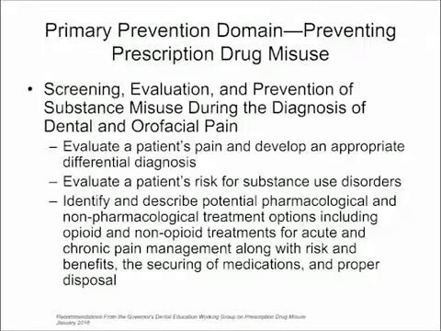The core competencies are divided into primary, secondary, and tertiary prevention domains. The primary domain relates to the evaluation of the patient's pain and developing an appropriate differential diagnosis. It also relates to the evaluation of the patient's risk for substance use disorder and to identify pharmacological, whether opioid or non-opioid, and non-pharmacological treatment for acute or chronic pain, along with the risk and benefits of the treatment provided. And finally, the domain relates to the proper storing, while in use, and disposal of any unused medications. Most of these criteria are already covered in the dental curriculum today and may only require a slight modification to the present curriculum.